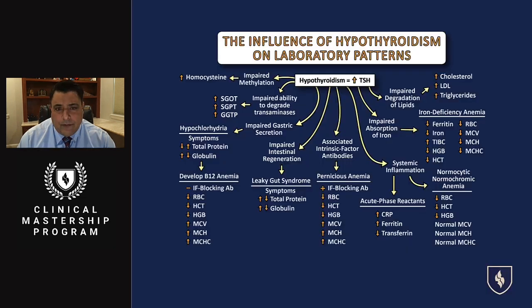So I've made this chart for you, and this is a chart that explains the influence of hypothyroidism on laboratory patterns, and I'm going to go through each one of these one by one. But one of the things that happens when people have thyroid hormone deficiency, and actually the most common thing you'll see in a hypothyroid state, is there is impaired degradation of lipids. So when someone's in a hypothyroid state, remember that their metabolic rate is just not efficient, right? Thyroid hormones impact the metabolic rate, and metabolizing out lipids and clearing out lipids requires thyroid hormones.